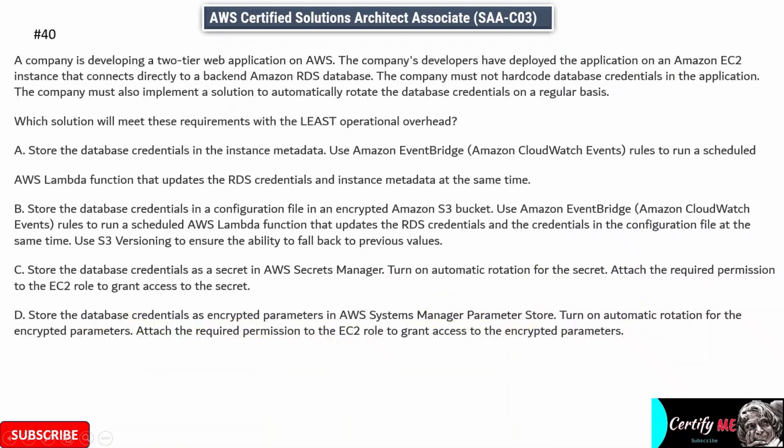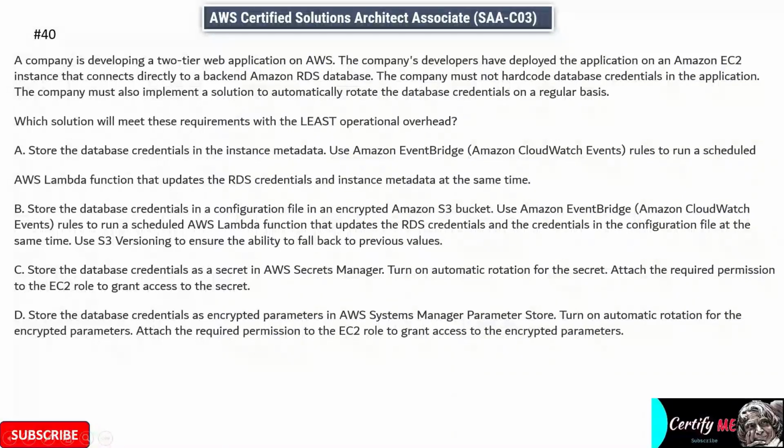Next question. A company is developing a two-tier web application on AWS. The company's developers have deployed the application on an Amazon EC2 instance that connects directly to a backend Amazon RDS database. The company must not hardcode database credentials in the application.